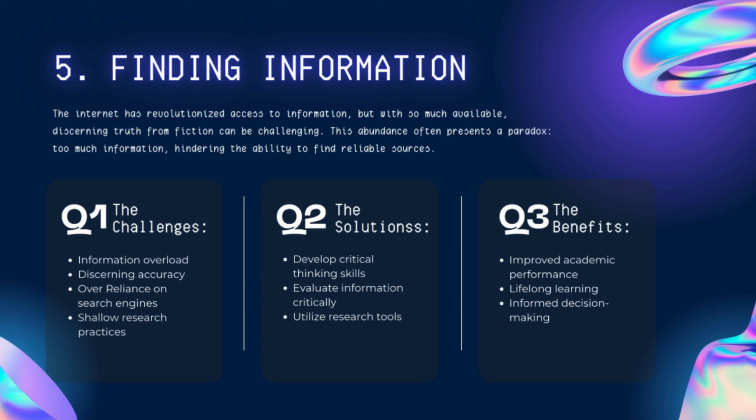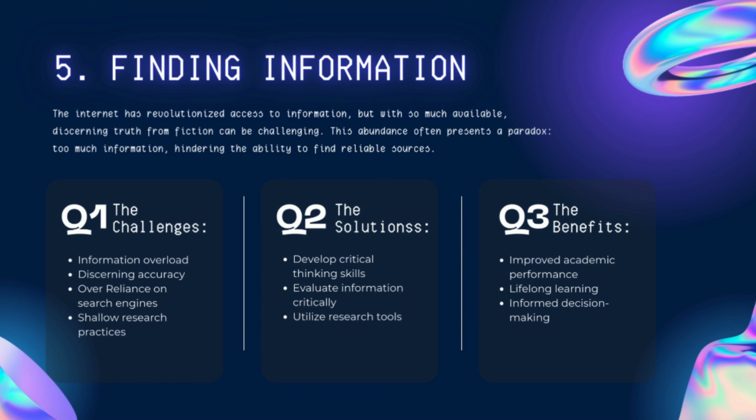The solutions. Develop critical thinking skills. This equips students with the ability to analyze information, identify bias, and verify sources. Evaluate information critically: provide tools to assess author credentials, publication date, evidence-based claims, and website purpose. Utilize research tools: introduce fact-checking websites, reference librarians, and citation generators for proper crediting. The benefits: improve academic performance.